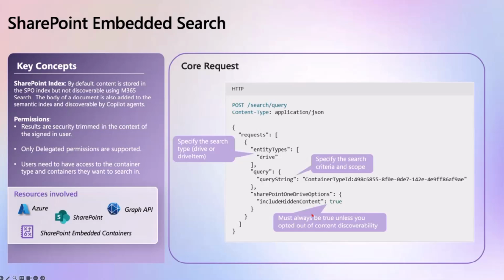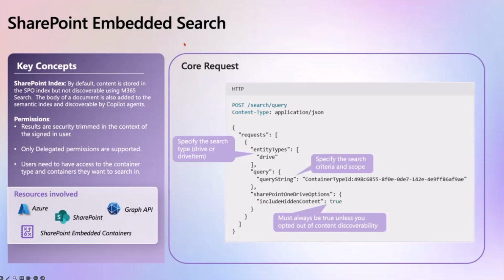This is something that you do need to include if discoverability is turned on, or disabled, I should say. So make sure that as you're forming your query, that's included in there, and you can focus on getting those results back.